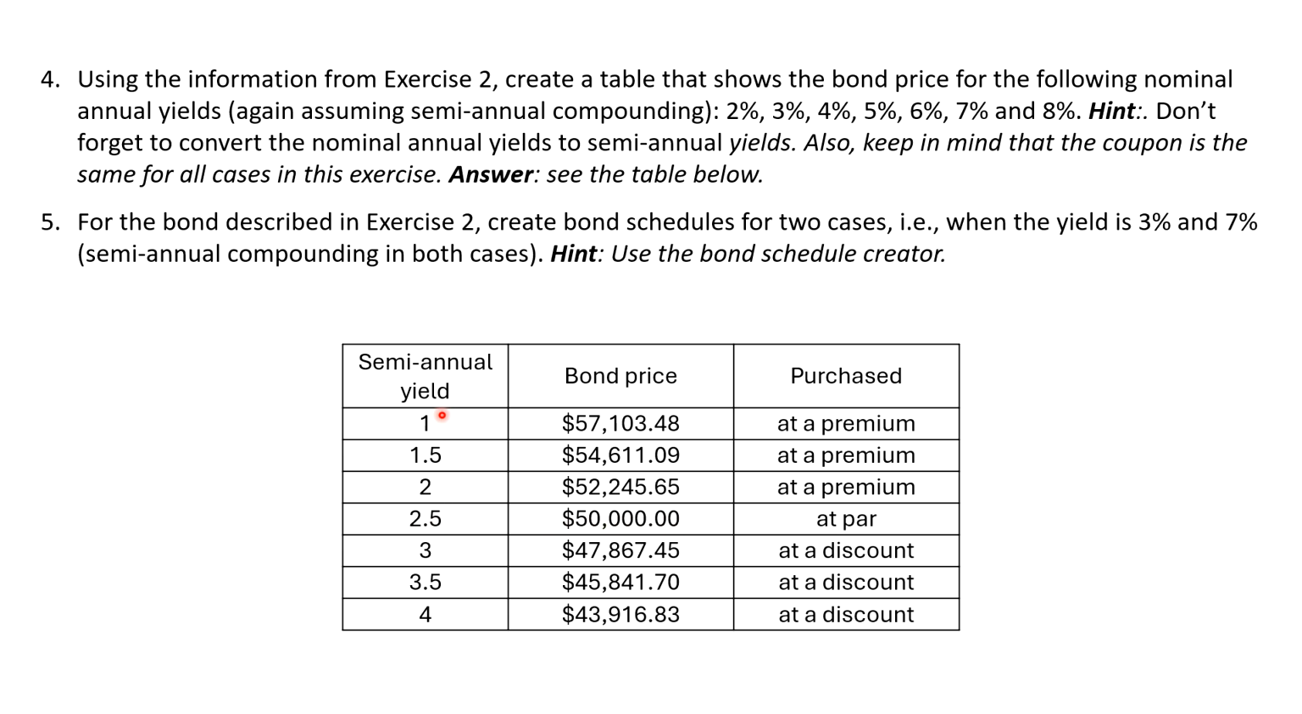This is where the yield is less, and the bond price is more, and here's where the yield is more, the bond price is less. Then I noted here whether you're buying at a premium or a discount or at par.